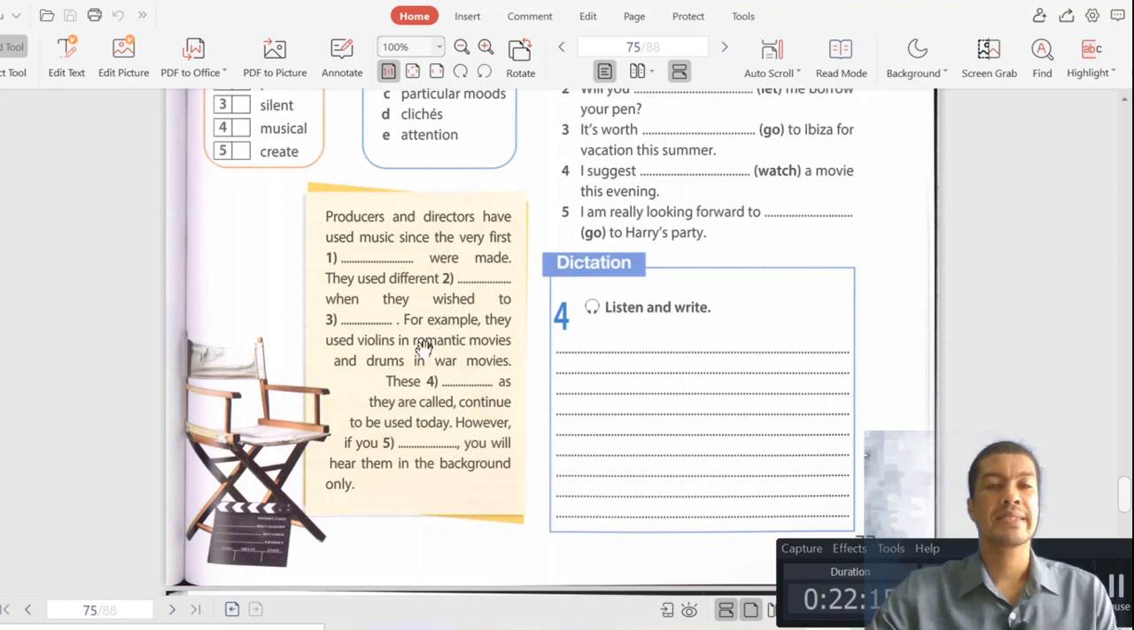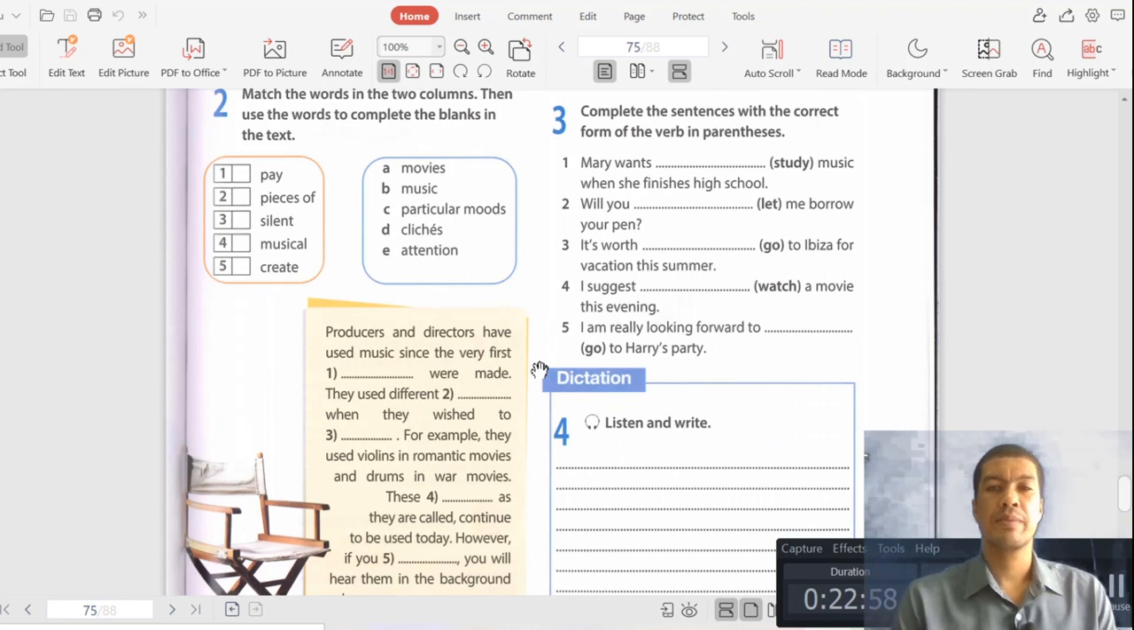Going on, for example, they used violins in romantic movies and drums in war movies. So these musical cliches, as they are called, continue to be used today. However, if you pay attention, which is number five, you will hear them in the background. So next time you watch a movie, pay close attention to the sounds and the specific mood that it creates in these movies.